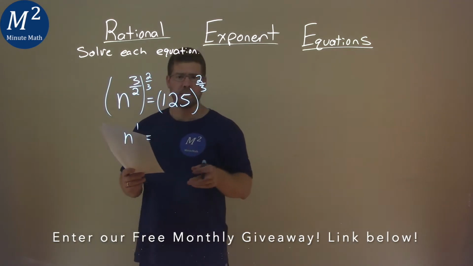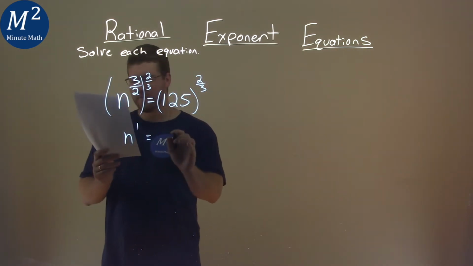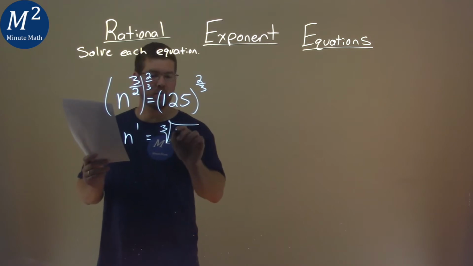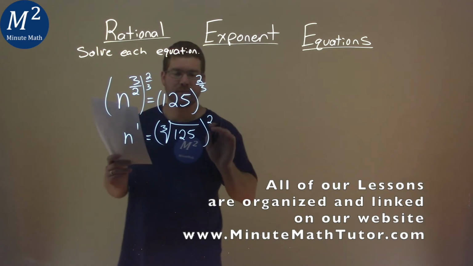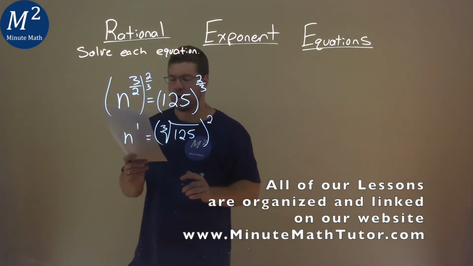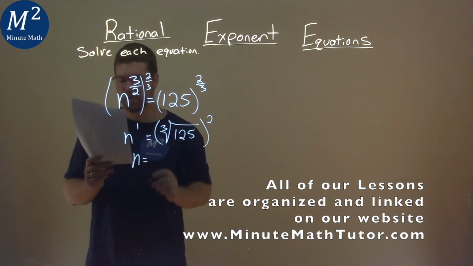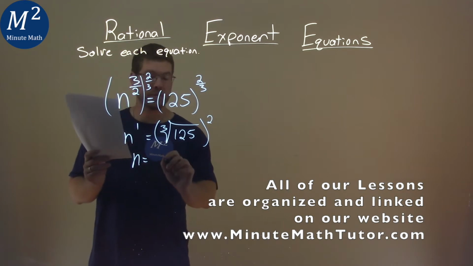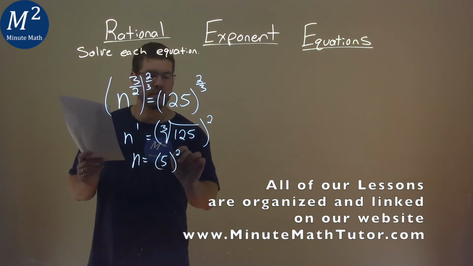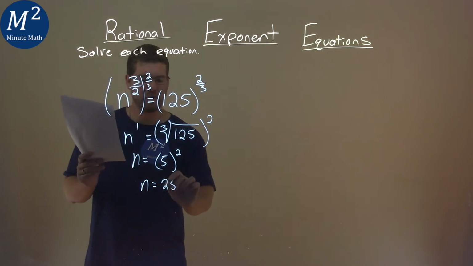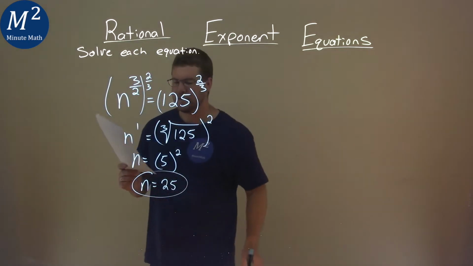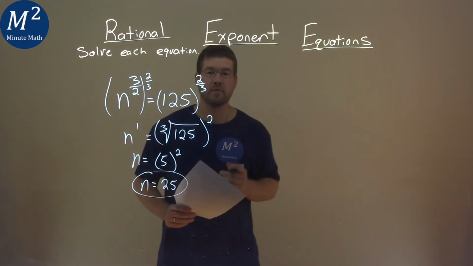On the right, the 2/3 power is the same thing as the 3rd root of 125. And we take all of that and we square it. So let's keep on going. N equals the 3rd root of 125 is 5. And we square that, and 5 squared is 25. And so my final answer here is n equals 25.